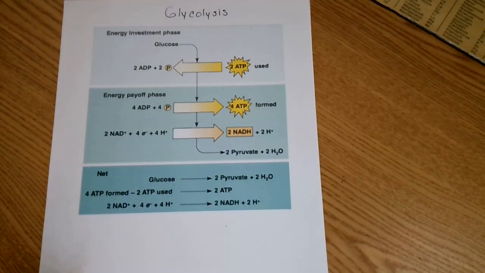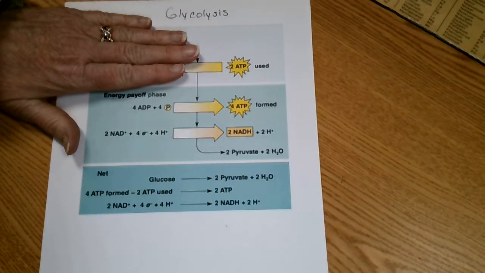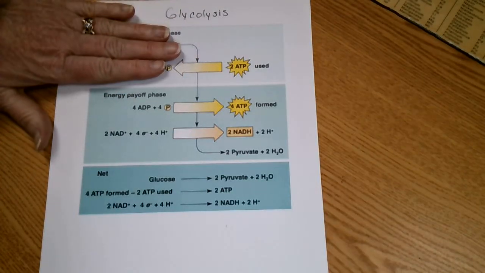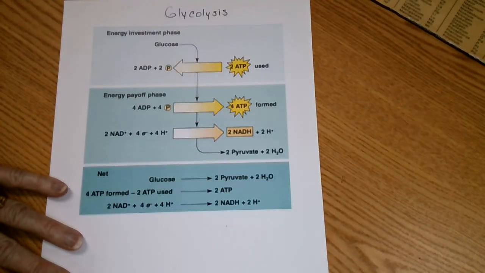In other words, in life, you're going to have to pay a little to make a little, right? You're going to have to pay for college. Why do you pay so much for college? Because it's going to give you that degree. It's going to give you the experience to get a good job. So think of paying for college as your investment phase, but your payoff is when you get that good job. And that's how glycolysis is.